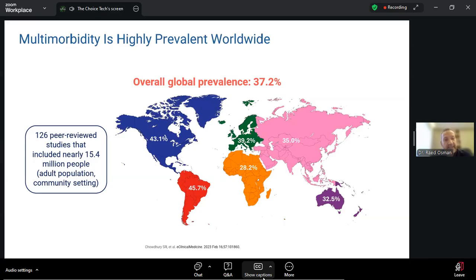So this finding indicates that more than 1 in 3 adults live with multiple chronic conditions, emphasizing the need for integrated and patient-centered care. As population age and cardiometabolic risk factors increase, multimorbidity will become an ever greater challenge for healthcare systems worldwide. Therefore, instead of managing diseases in isolation, we need a strategy that addresses the whole cardiometabolic spectrum.